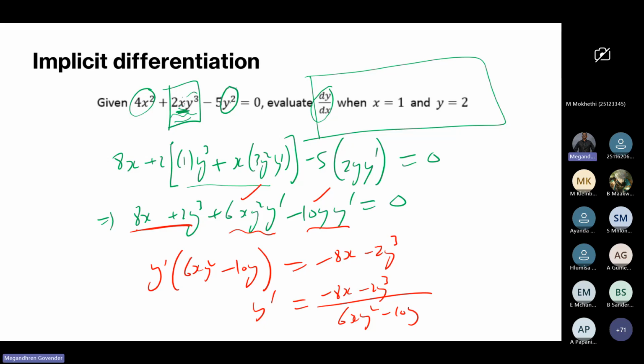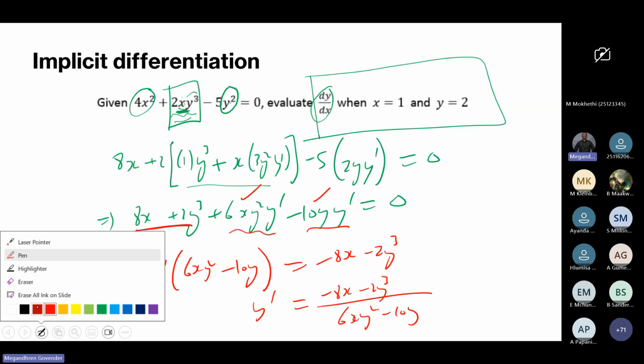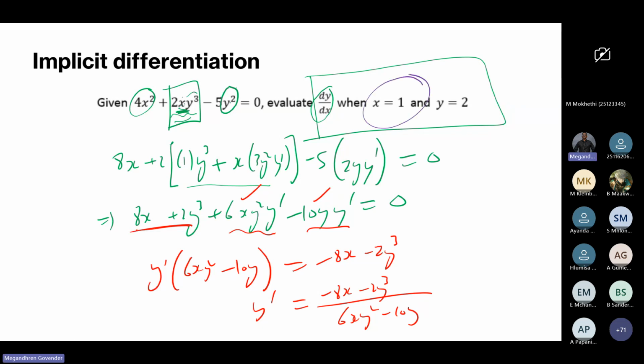Okay, now they are asking for the derivative when x is 1 and y is 2. So you put x equal to 1 there, y equal to 2 there. You substitute values here, and that will give you a number. Let me show you what that is.